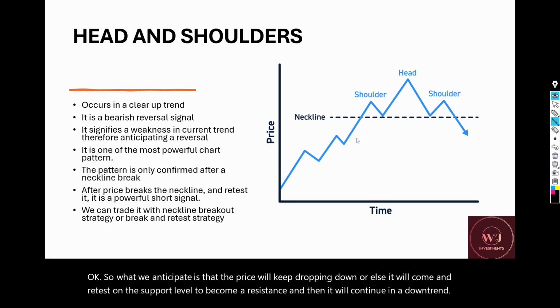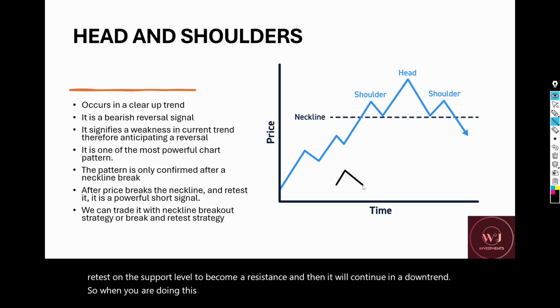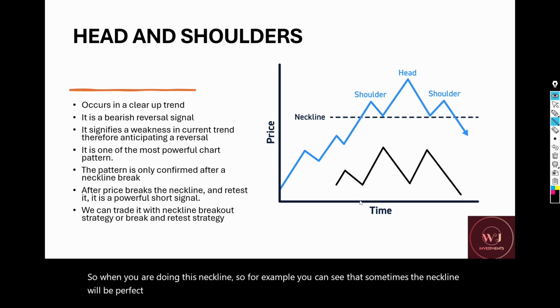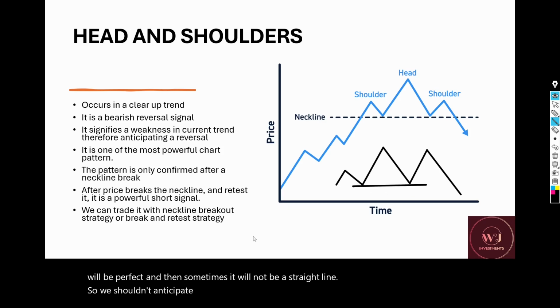So when you are drawing this neckline, you can see that sometimes the neckline will be perfect, and then sometimes it will not be a straight line. So we shouldn't anticipate that it's supposed to be a straight line as such, because sometimes you can get something like this.